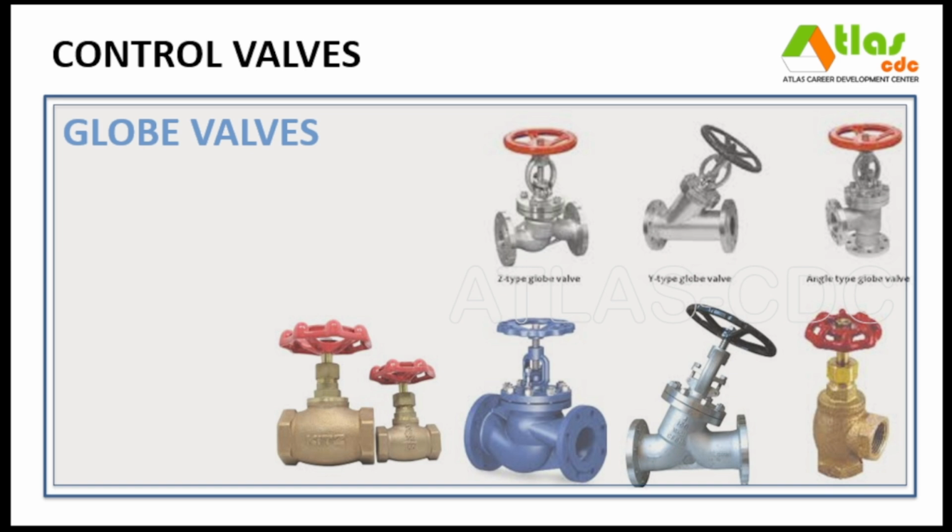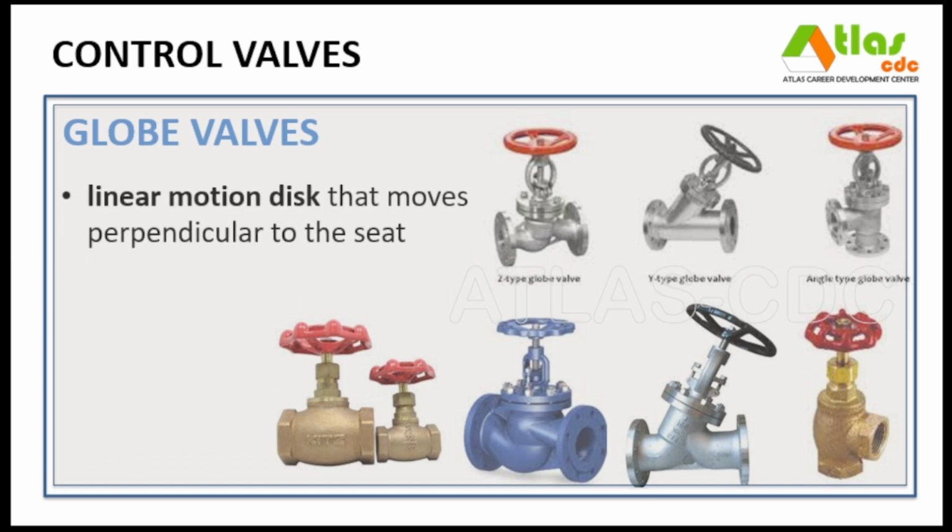One of the common types of control valves is a globe valve. A globe valve operates using a linear motion disc that moves perpendicular to the seat, effectively regulating or throttling flow. Its function is to control flow rate or shut off flow with precision, making it ideal where flow regulation is required.